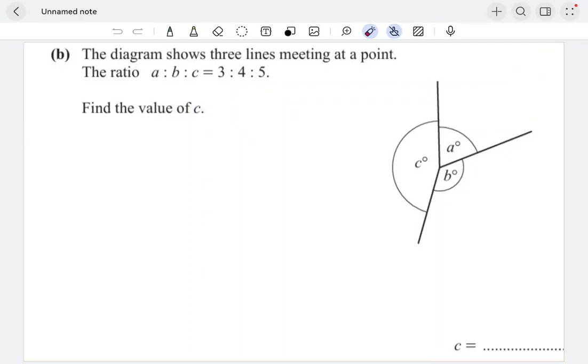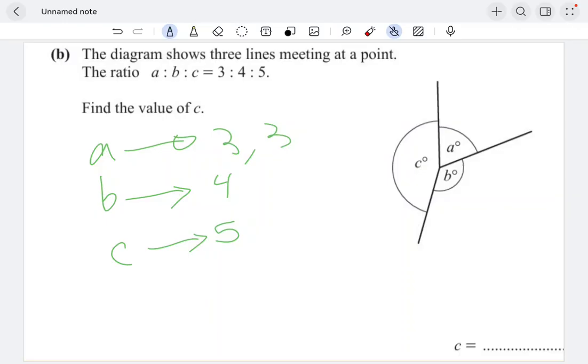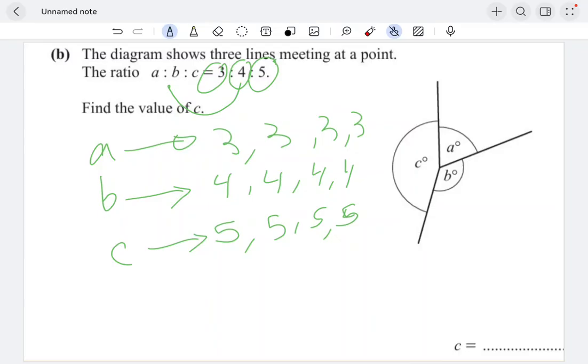The idea is, if we have 3 degrees in A, then that means we have 4 degrees in B, and that means we have 5 degrees in C. So if we have two 3s in A, we'll have two 4s in B, and then two 5s in C, and so on. If we have four 3s, then we'll have four 4s, and then four 5s. So as many 3s as you have in A, you'll have the same number of 4s in B, and the same number of 5s in C.